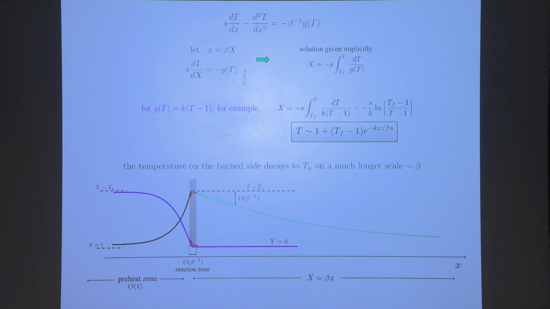And on the diffusion scale, then it's nearly linear, as you see here, okay? So it gives a complete picture of the problem.